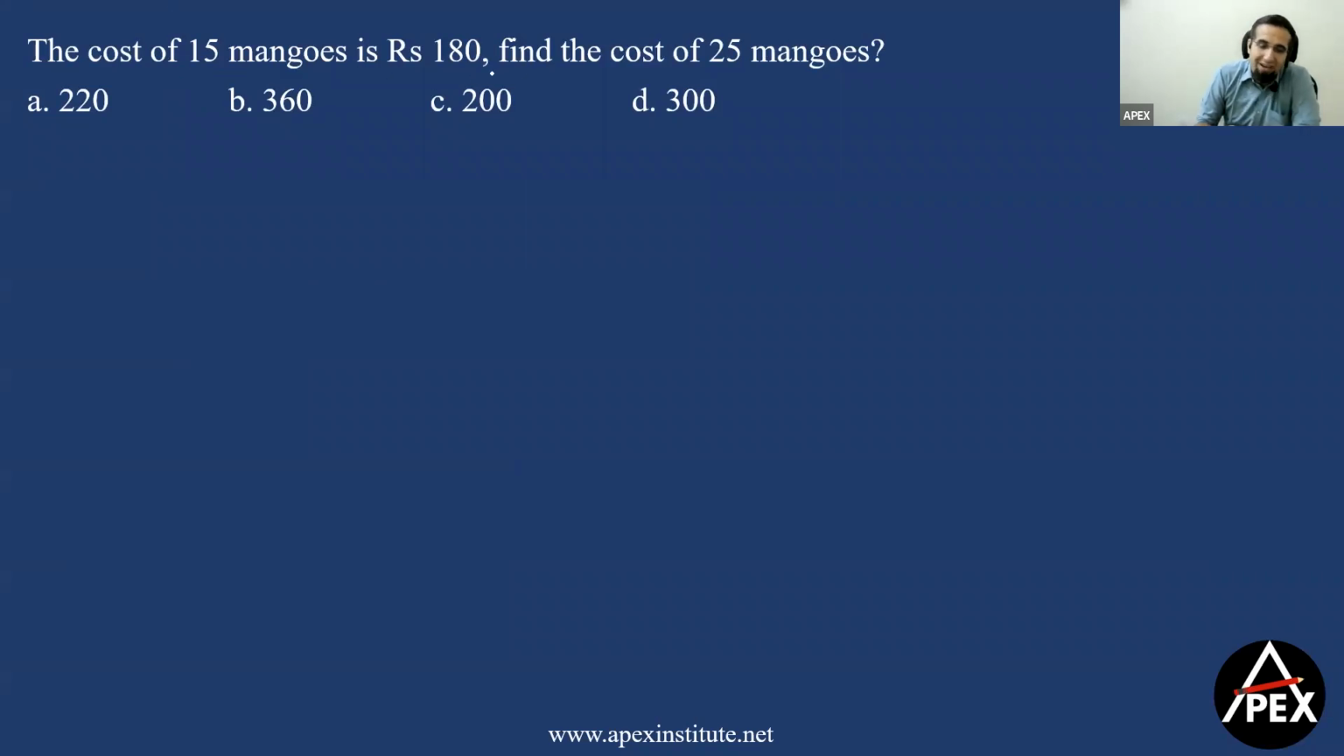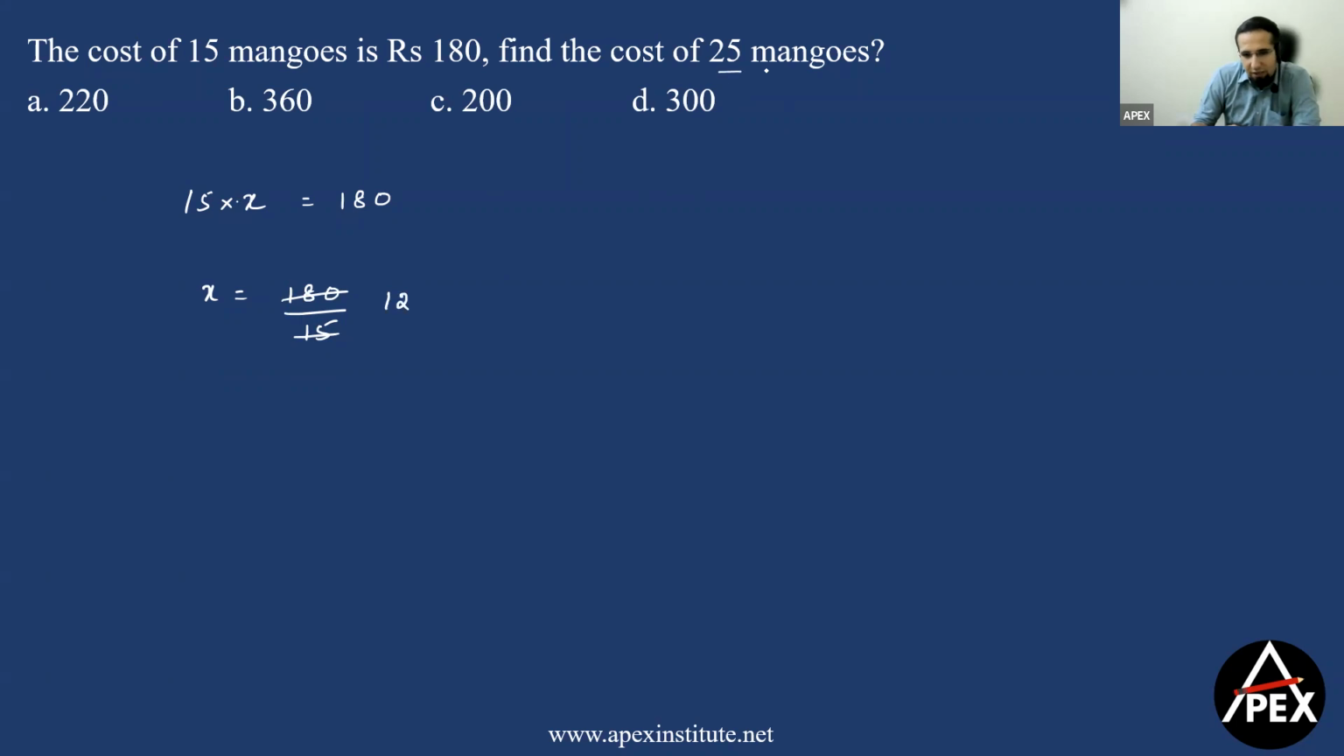Cost of 15 mangoes is 180. Find the cost of 25 mangoes. The basic mathematical approach says, let the cost of one mango be X rupees. So 15 into X is equal to 180. So what do we get? We get the value of X is equal to 180 divided by 15. You want to cancel, you can cancel. This is 15 into 12 is 180.